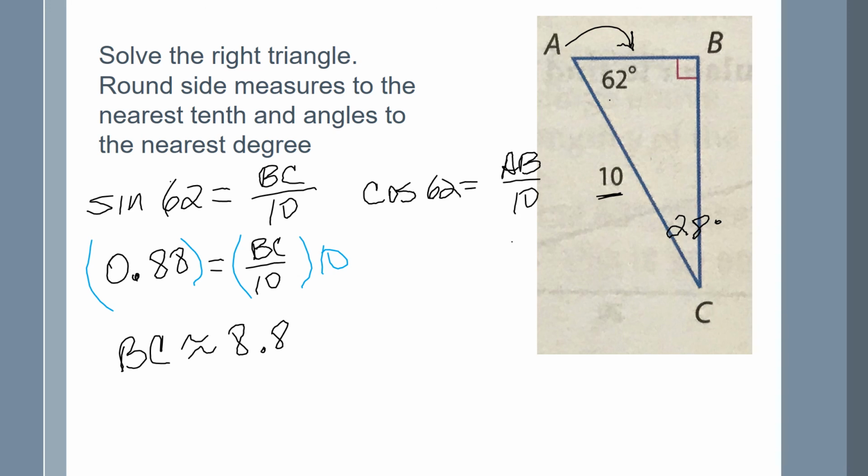So we're going to go ahead and plug that into our calculator. I plug cosine of 62 in there, and I get 0.469472. I'm going to go to the hundredths here because we are rounding. So 0.47 is equal to AB over 10. And I multiply each side by 10 just like I did before. So AB is approximately 4.7.